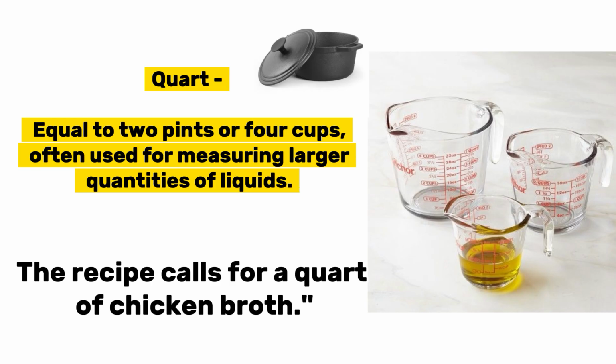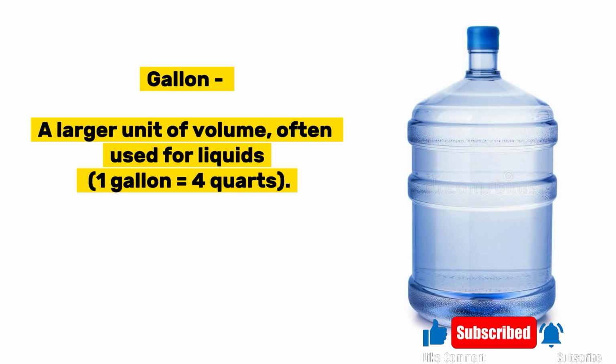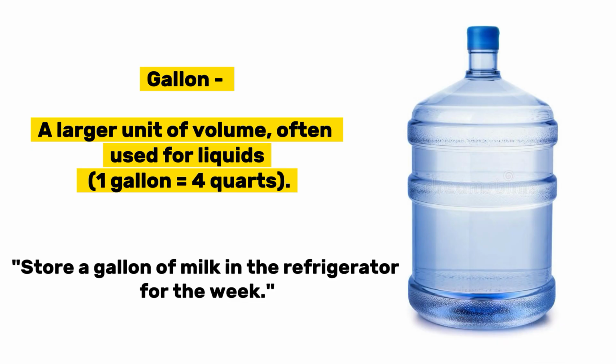So the next, in this picture, I just added this so you remember when you want to cook a large amount. So the next is gallon, a large unit of volume often used for liquids. 1 gallon is equal to 4 quarts. For example, store a gallon of milk in the refrigerator for the week.